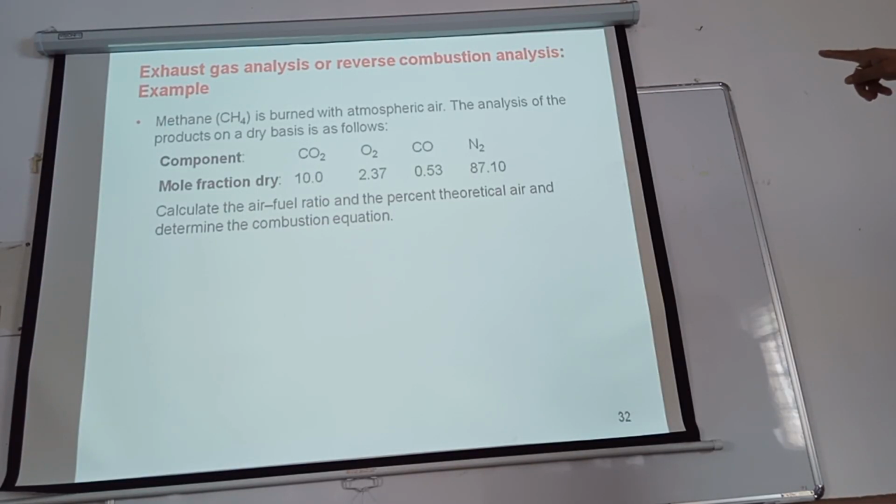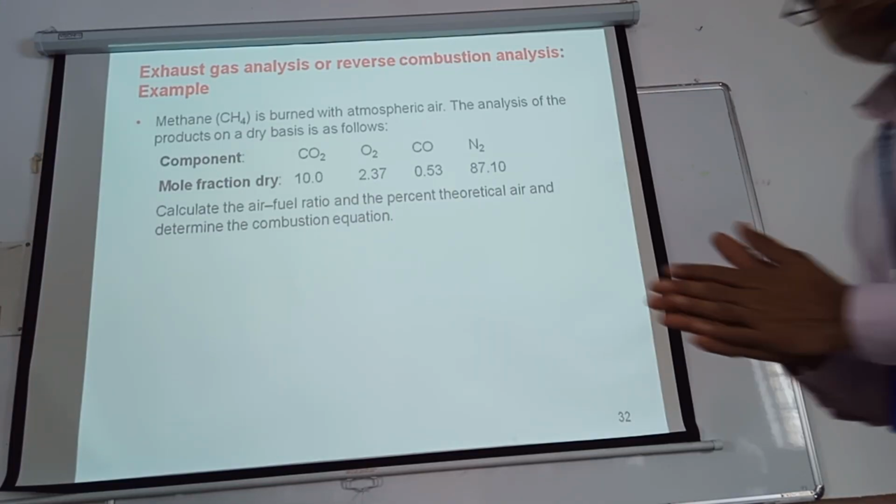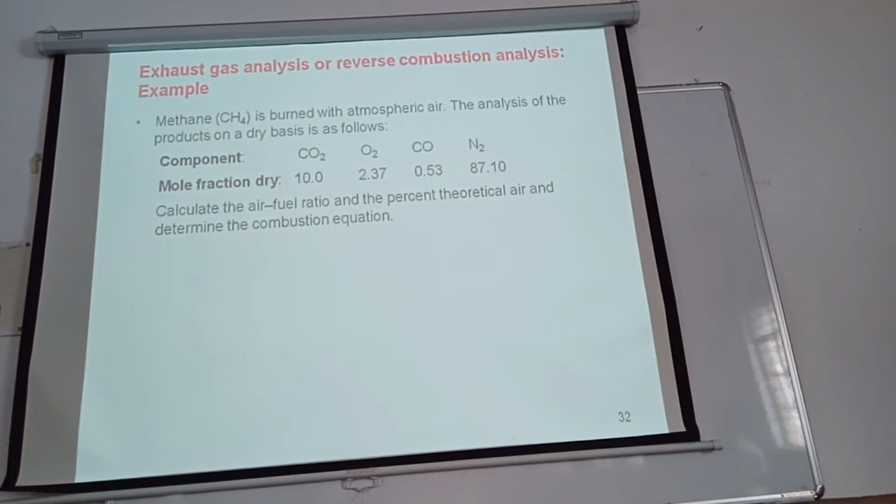What is given? Atmospheric air. So what is the meaning of that atmospheric air? What is the composition? O2 plus 3.76 N2. So whenever it is mentioned that it is atmospheric air, it is O2 plus 3.76 N2. Then you can write. Clear?